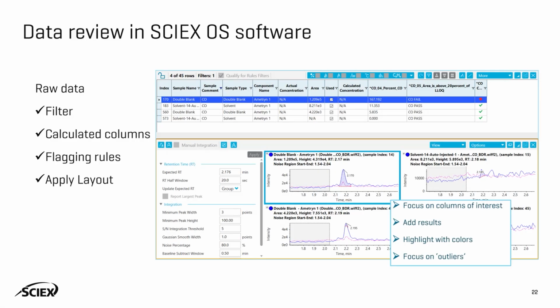What you can then do is you can open other information. So in this case, we've got the chromatograms and we can look at those and we can see what our problem might be. So we can focus on those outliers.